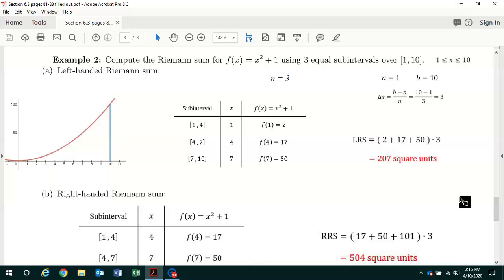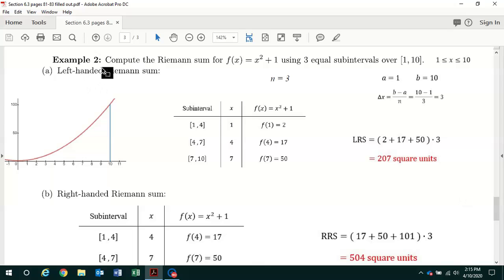All right, class, this is the last video on section 6.3 in your note packet, Riemann sums. We are picking it up at the top of page 83. We're going to work the last two examples in your note packet.